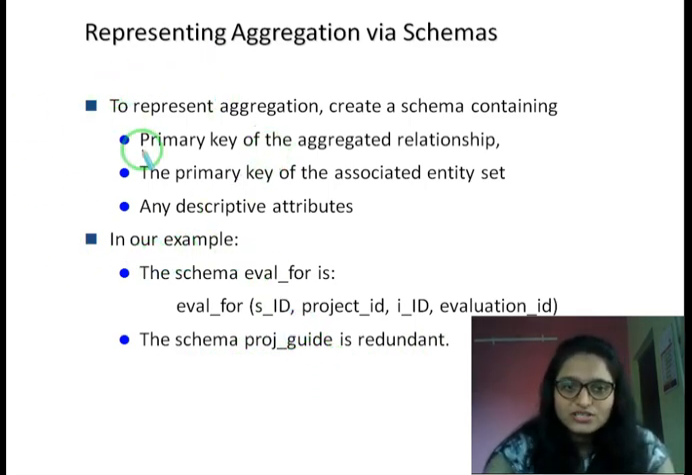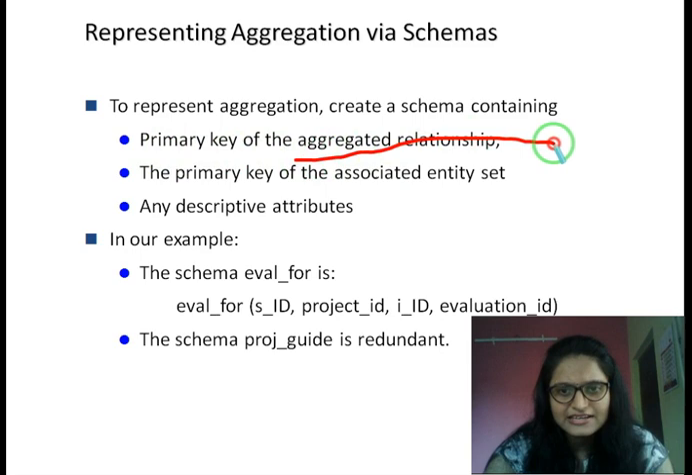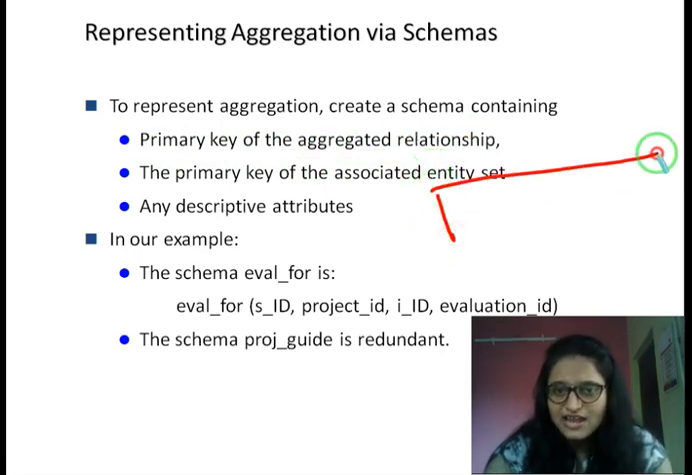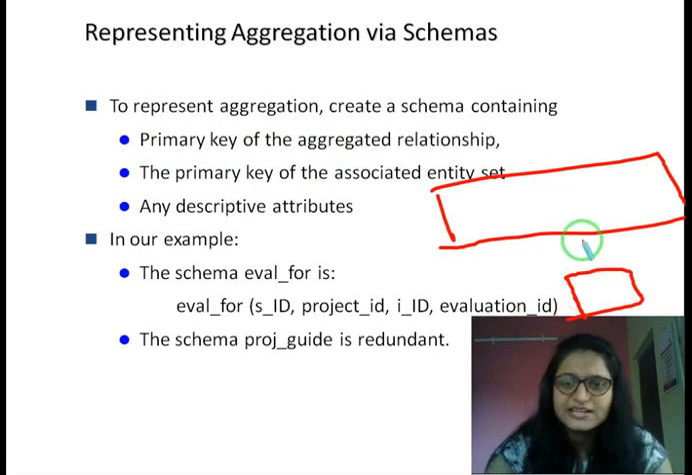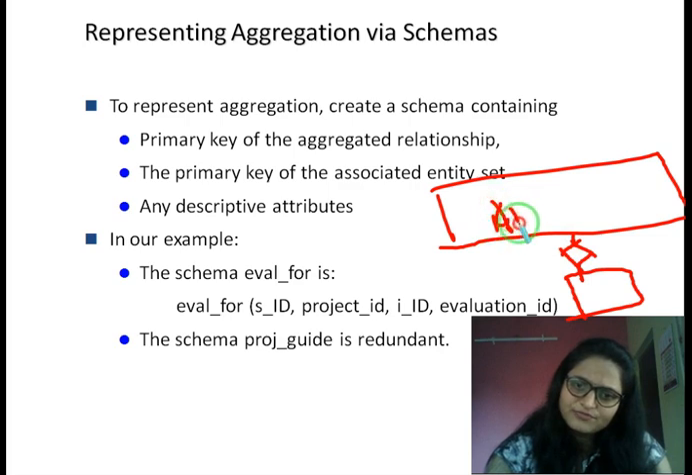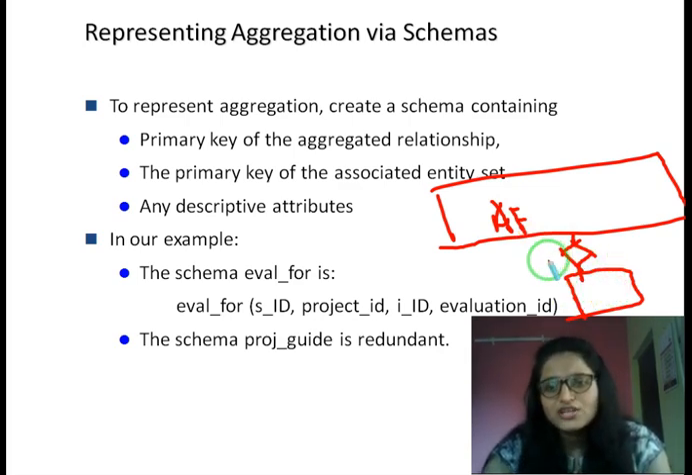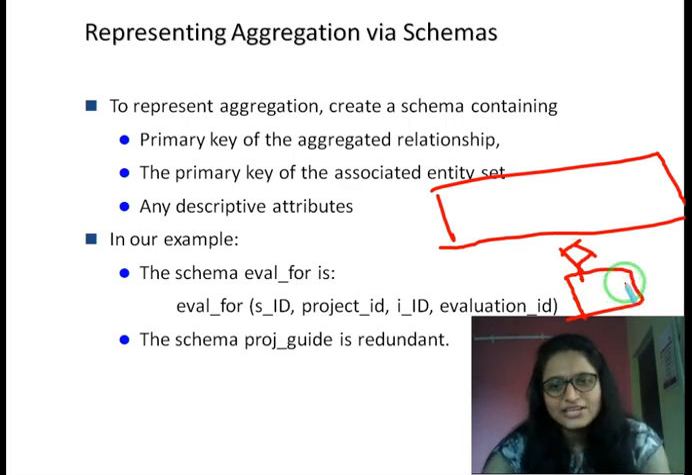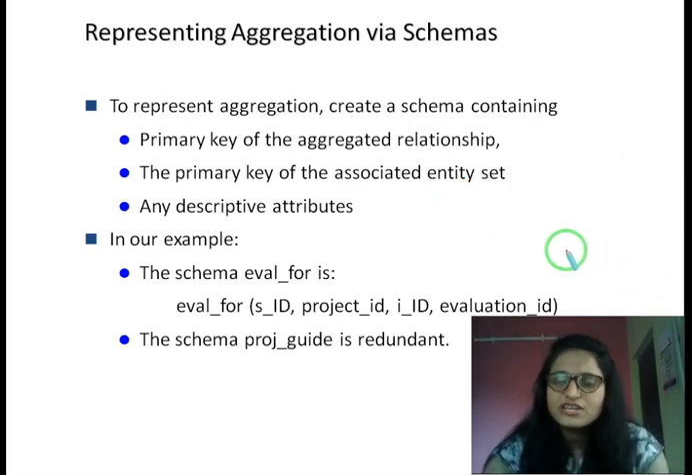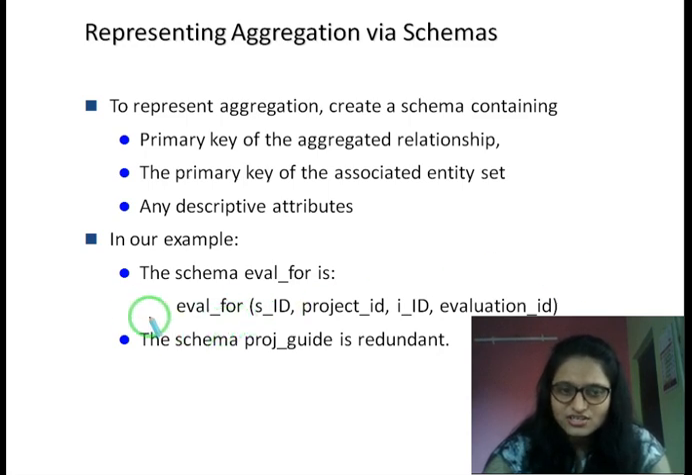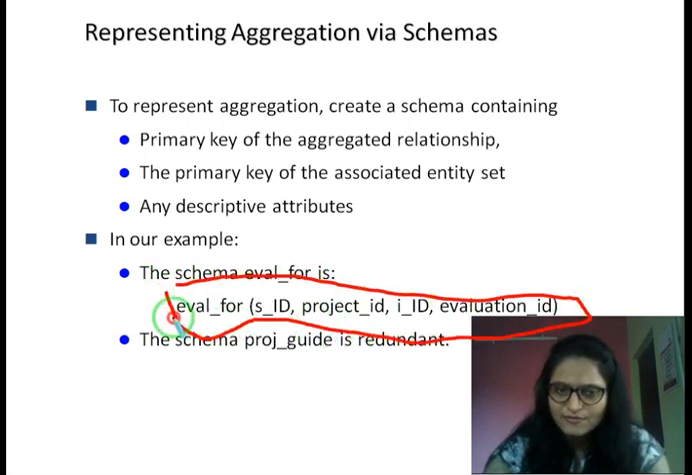So dear student, in this way we make an aggregate relationship between the abstract entity and one associated entity. We form a new relationship. This is the abstract entity and this is your associated entity. This is your new relationship. So aggregation is performed in this way, and we convert that aggregation relation by using this schema.